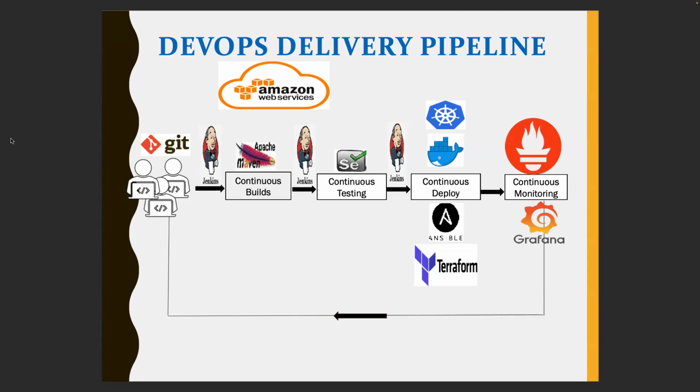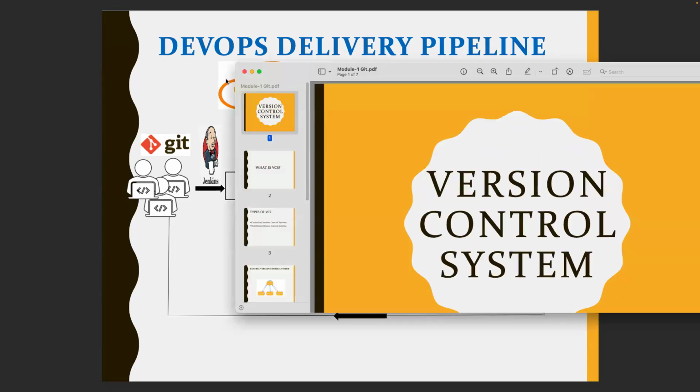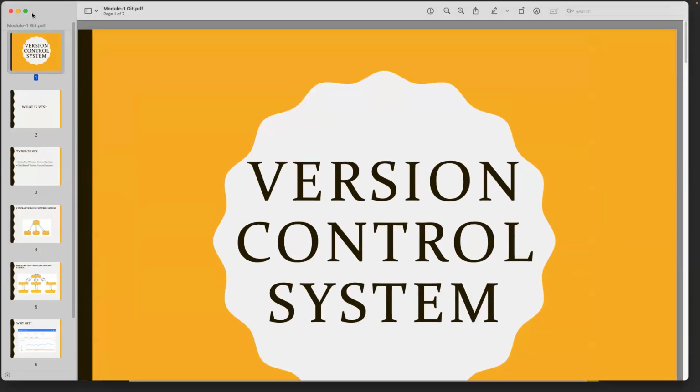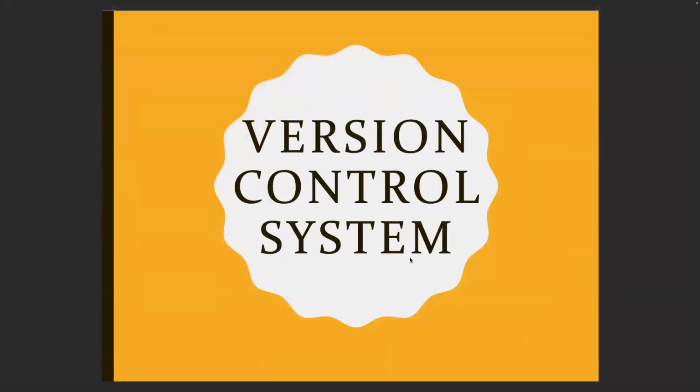So today we are getting started with the first tool in the pipeline, which is a version control system. So what is a version control system? Why do we need a version control system? All of that we'll discuss. So version control systems or source code management system, another name is SCM, right? So source code management system or version control systems. Let's see how they work and what is the version control system.